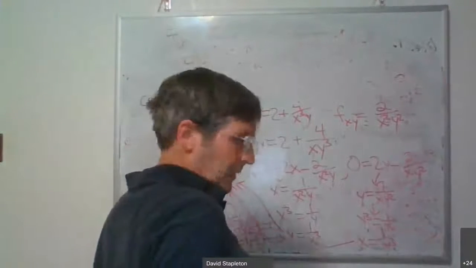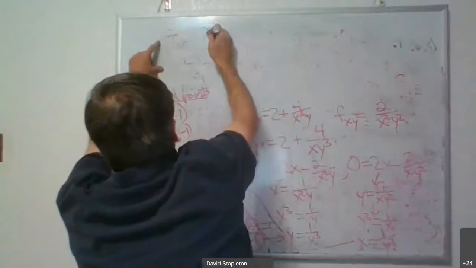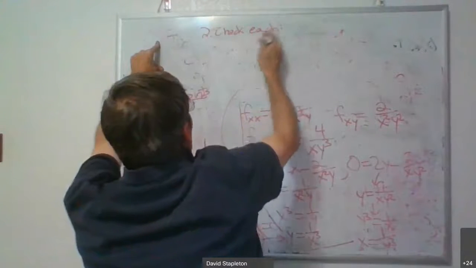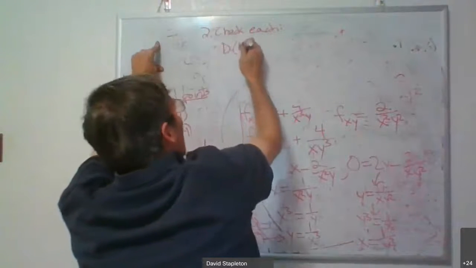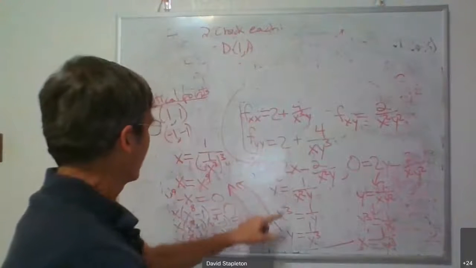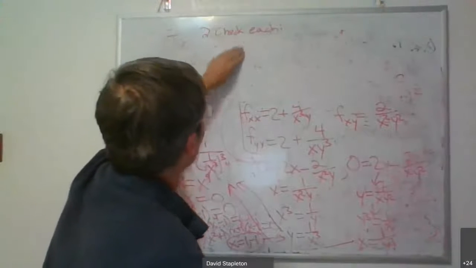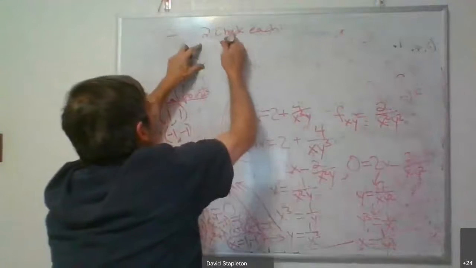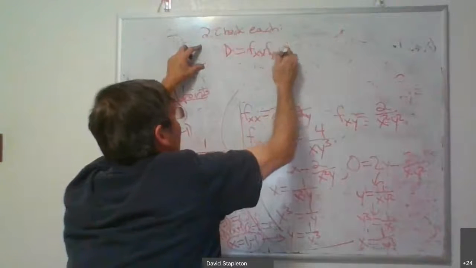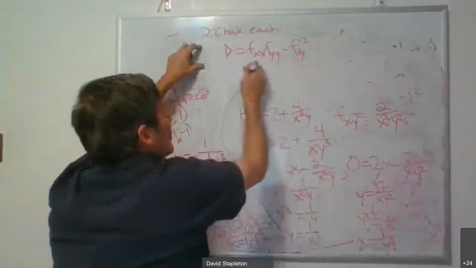Now I need my second derivatives here to compute D at each point. So check each. There are 2 points to check. I'll take D at the point (1, 1). Well, let's see, I need to write D first. I didn't write it yet, did I? D, recall, is fxx times fyy minus fxy squared. Right? So we write that out.